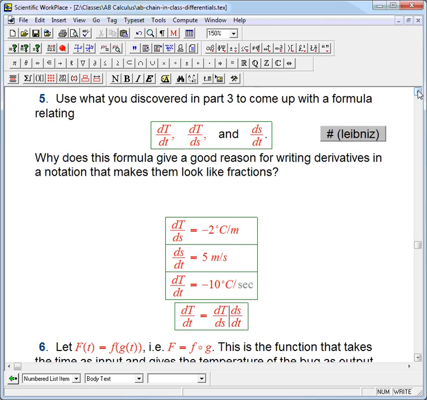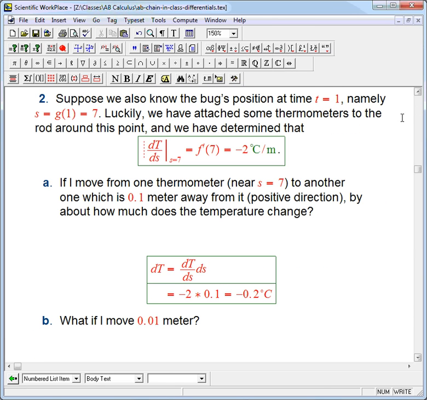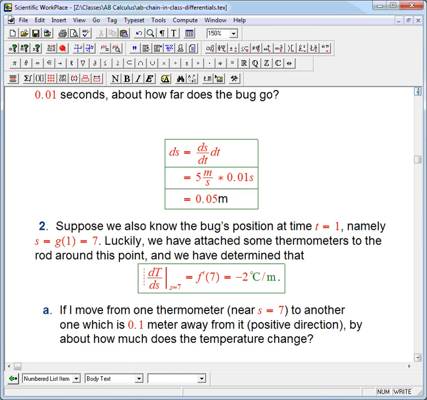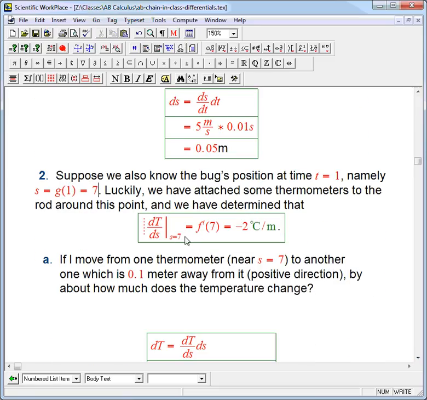Okay. Now, one subtlety from number 4, if the thermometers were in the wrong place. Remember, one of the things that most people go right by here is that we happen to know that the bug's position at time t equals 1, which is when we're actually taking this derivative, when we care about the rate of change, he's at 7. And it says luckily we've attached some thermometers right around that point at s equals 7, not s equals 1, which wouldn't make any sense. It's t that's equal to 1. The clock reads 1 second. The position happens to be 7 meters.